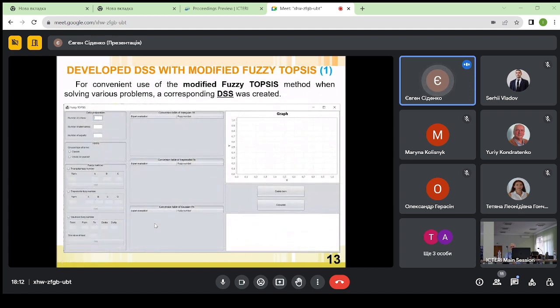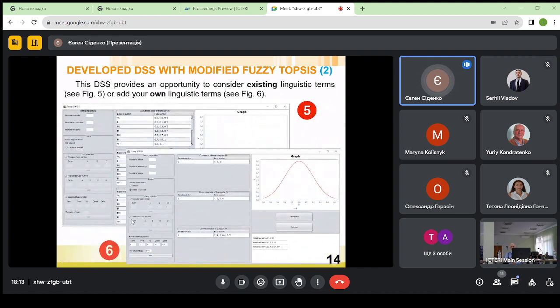For convenient use of the modified fuzzy TOPSIS method when solving various problems, not only for choosing the best innovative project, a corresponding decision support system was created. On this slide, you can see that the client can choose the number of criteria, the number of alternatives, and models of triangular, trapezoidal, and Gaussian fuzzy numbers.